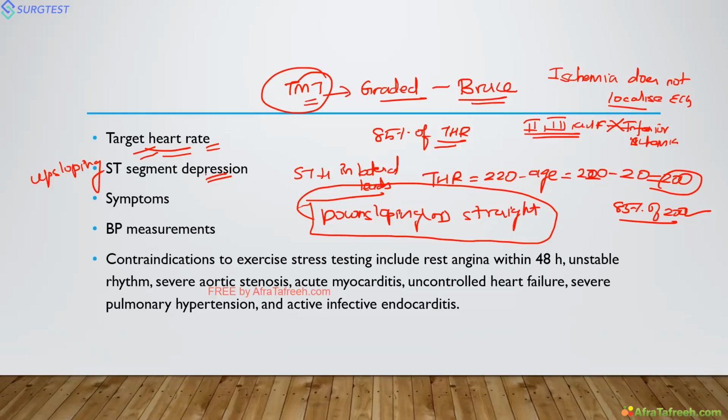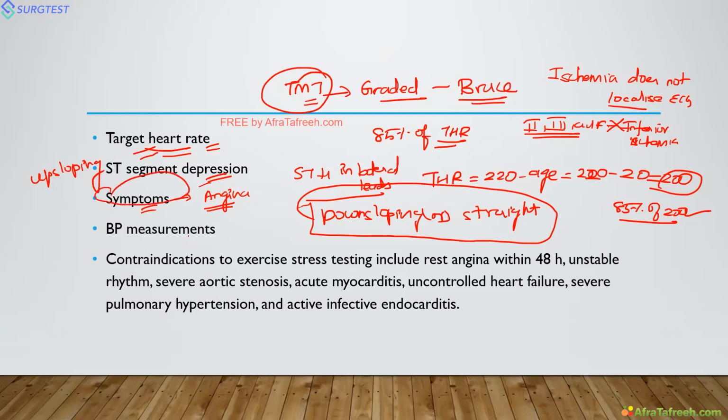So mainly you can see ST depression. Then you have to look for symptoms, mainly symptoms. You have to ask the patient about angina, whether he got the same chest pain which he got before doing the treadmill test. Based on this angina, there is a calculation.